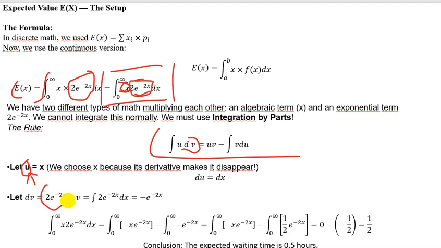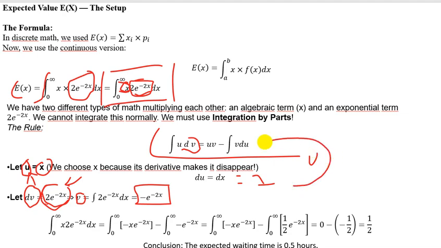Okay, once we have our u, we can find its derivative. So the derivative of x is 1, and once we have the derivative of v, we have this. We can find v, which is the antiderivative of this one, which is minus exponential minus 2x. So now we have u, we have the derivative of v, we have the derivative of u, and we have v. So we need just to replace all this within here.